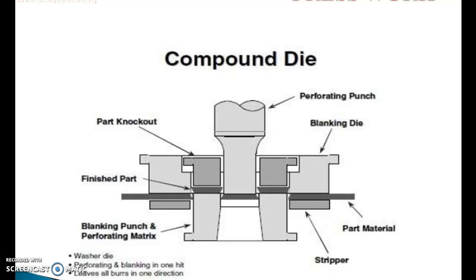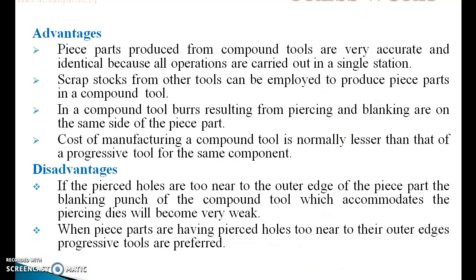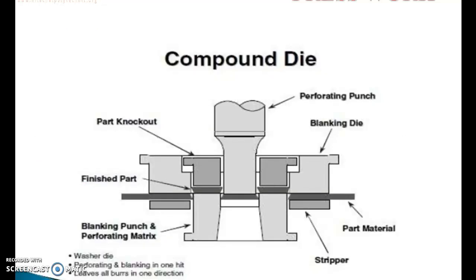So we can name this a compound die, because in a single stroke of the ram, two operations have been performed. Therefore this is simply termed a compound die. In a simple die, only one operation is performed. That means in a single stroke, we are able to get either punching or blanking or embossing or trimming like that. But in a compound die, two operations are performed in a single stroke of the ram. So this is all about the compound die.